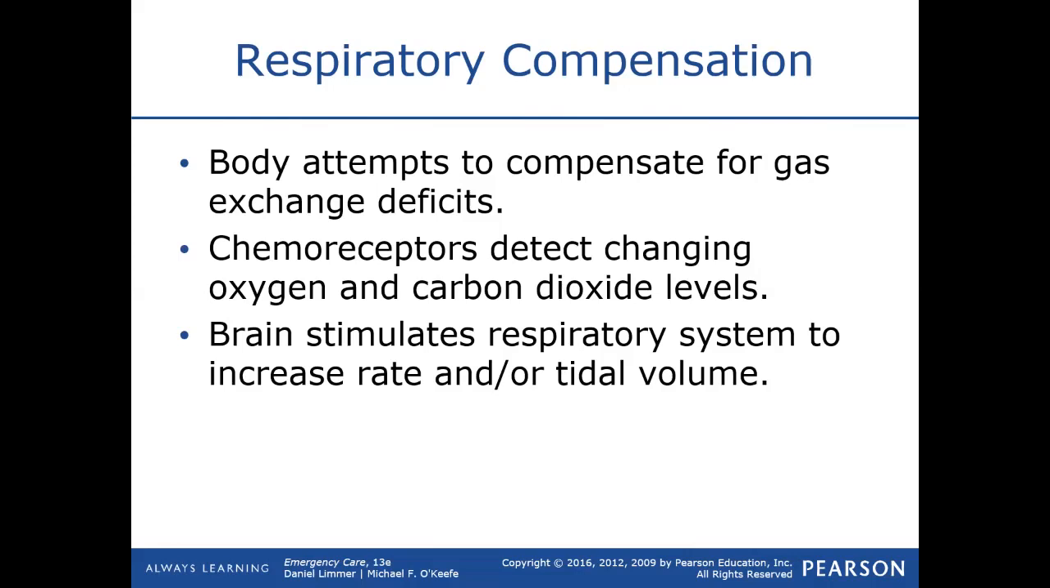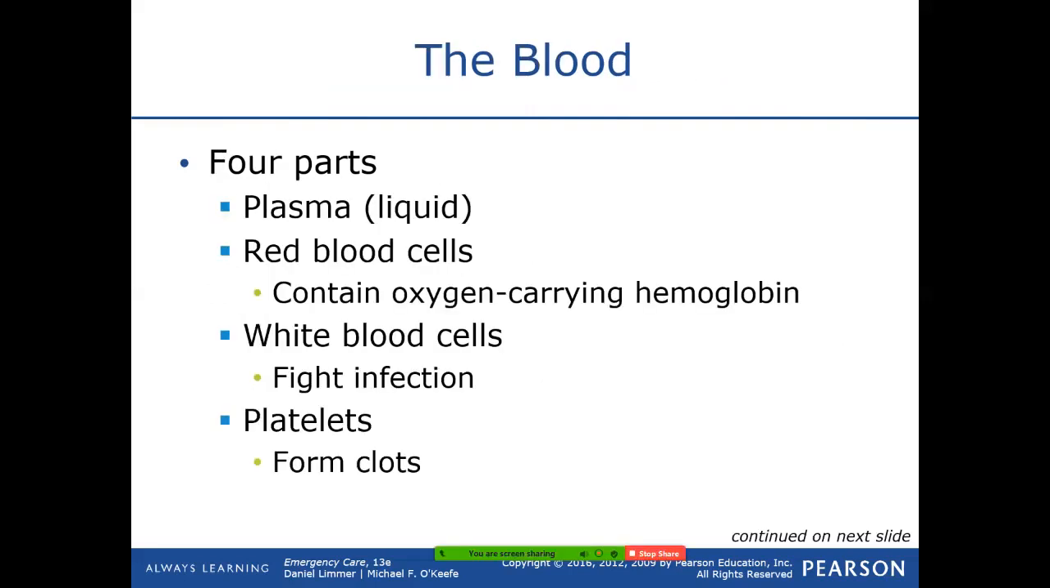And that can be an indicator to us as basic EMTs. If somebody's breathing real deep or real fast, something's off in that carbon dioxide oxygen balance.